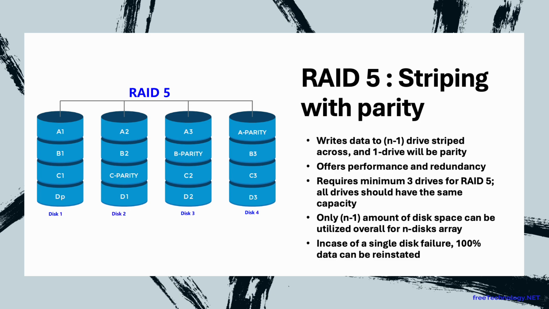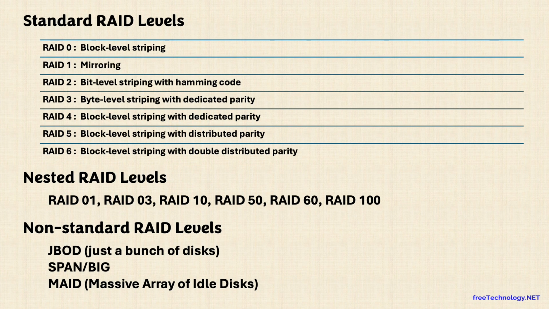Here comes the list of standard RAID levels denoting RAID 0 to RAID 6, nested or combined RAID levels such as RAID 01, 03, 10, 50, 60, and 100. Both the standard and nested RAID levels are featured for the performance, fault tolerance, or for both. Non-standard RAID levels feature expansion of a single storage volume to a larger extent by expanding a single storage volume to multiple disks.